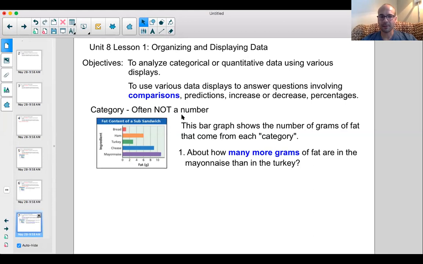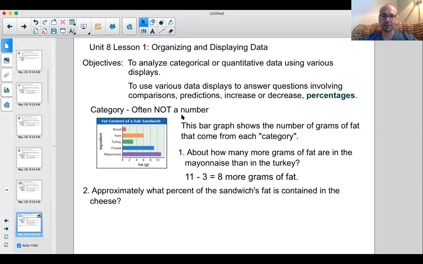And you could answer questions like, how many more grams of fat are there in mayonnaise versus turkey? So if you think about your problem solving, it's going to be a big piece of how comfortable you are in this chapter. If you think about how many more grams there are in mayonnaise versus the turkey, then I would want to know how many there are in the mayonnaise, how many there are in the turkey, and I'd subtract. So the bar stops at 11 for mayonnaise. It stops at 3 for turkey. The difference between 11 and 3 is 8. So there's 8 more grams of fat in the mayonnaise than the turkey. Tons of other questions we could ask.